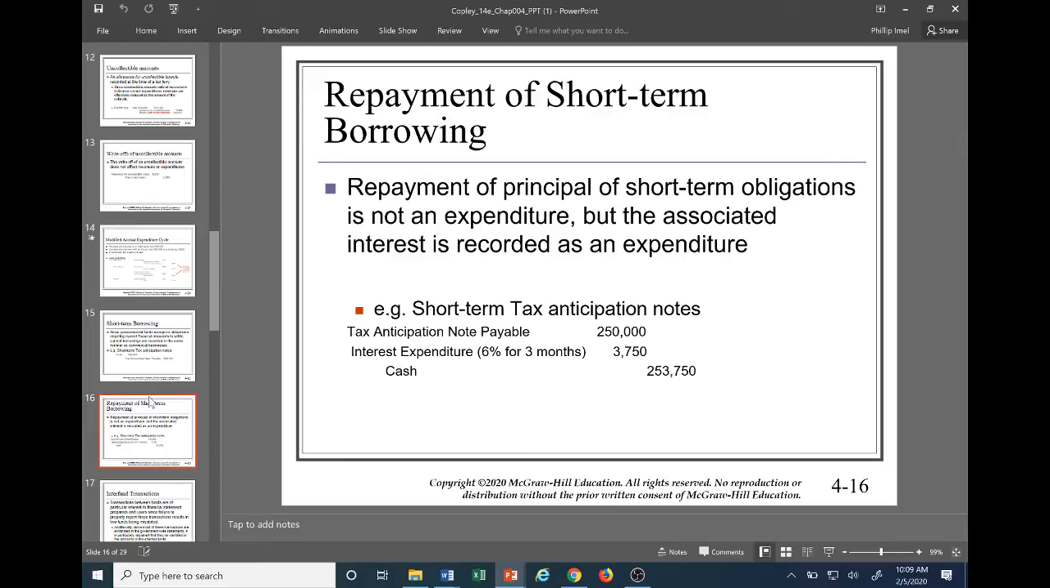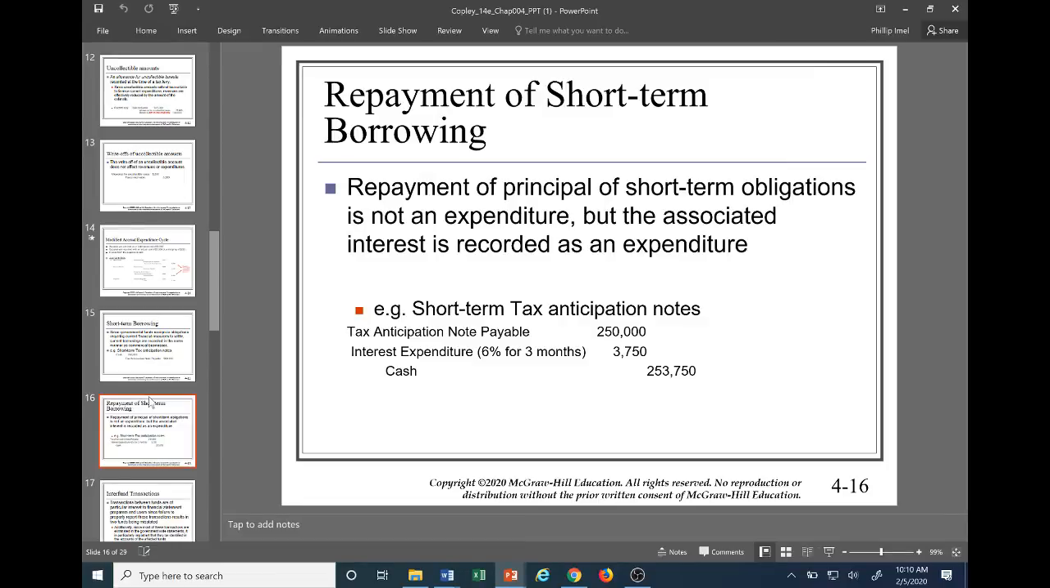But why would interest count as an expenditure but not principal? Because think about it. That's what it cost the government in order to obtain those funds, right? So the principal is merely just going to be a wash, but the interest has to be counted as an expenditure because it actually went against that budget, right? It did cost us $3,750 for the government to borrow that money. That was the cost of borrowing that 250. Make sense? Yeah. Okay.